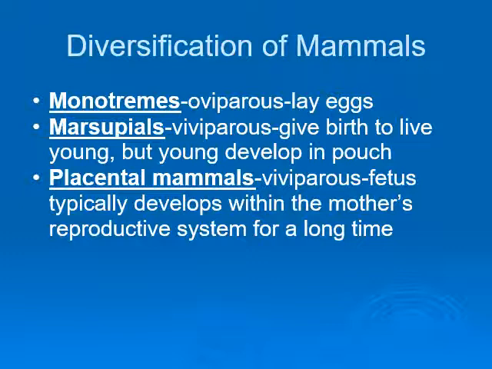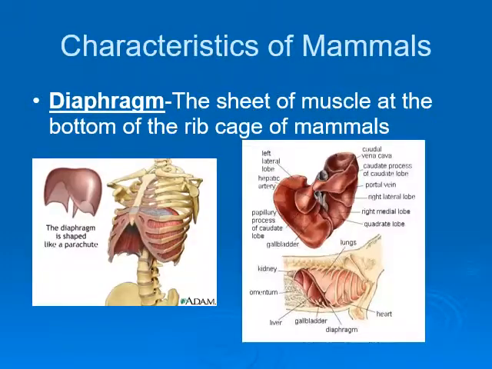Placental mammals, they're going to be the most common. They give viviparous birth as well, but in this case, the fetus develops pretty much fully within the mother's reproductive system for a long time. For example, in humans, this happens for about 9 months before the baby is born, and lots of placental mammals keep their babies inside of them for long periods of time before they are born. So those are the three different types of mammals based off of how they give birth.